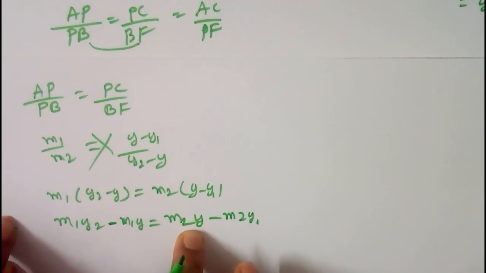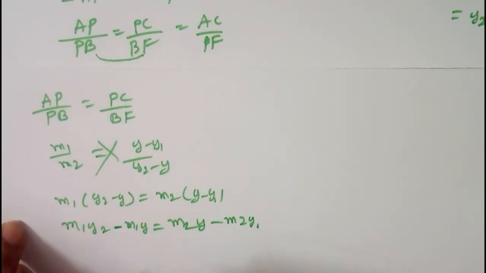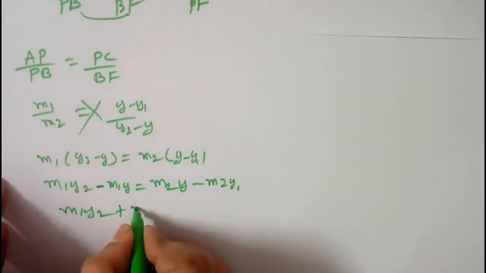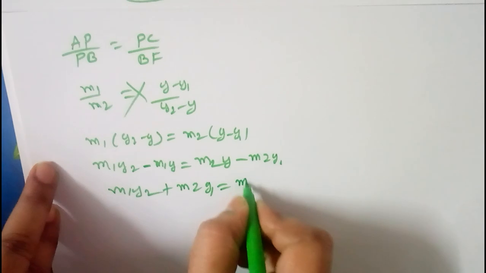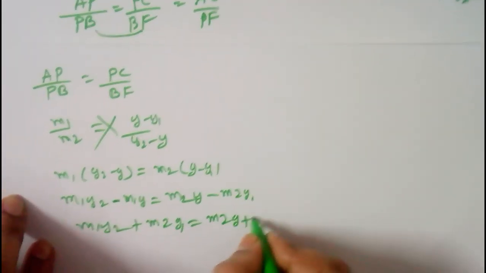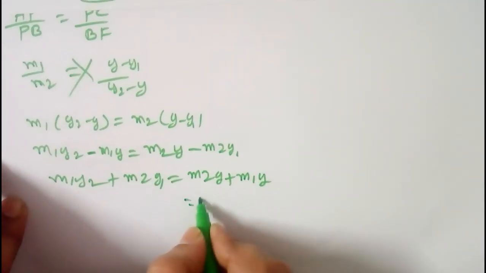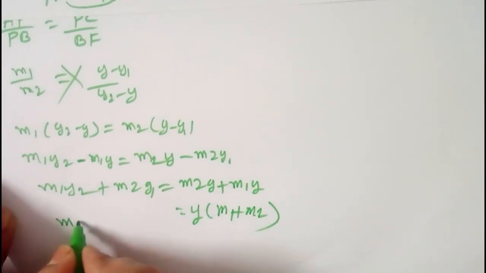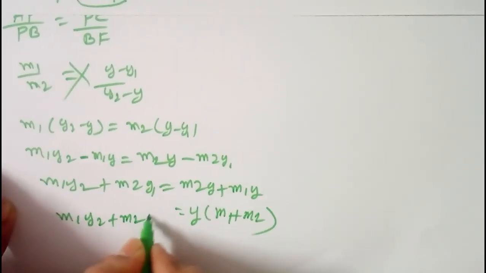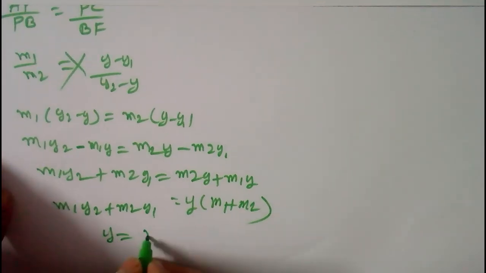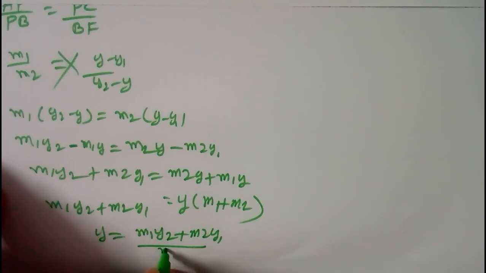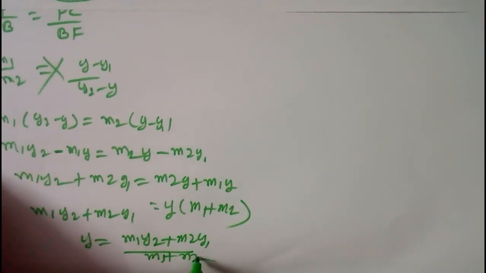But you have to find the Y value. So transpose Y terms to one side. Then M1 Y2 plus M2 Y1 is equal to M2 Y plus M1 Y. If you take Y common, M1 plus M2, here M1 Y2 plus M2 Y1, then Y is equal to M1 Y2 plus M2 Y1 by M1 plus M2.